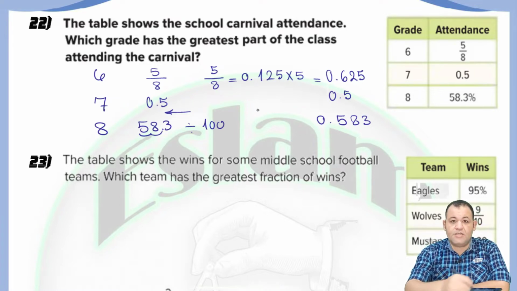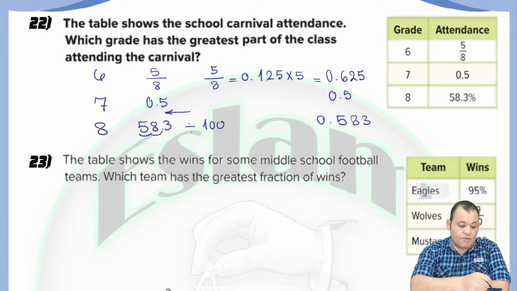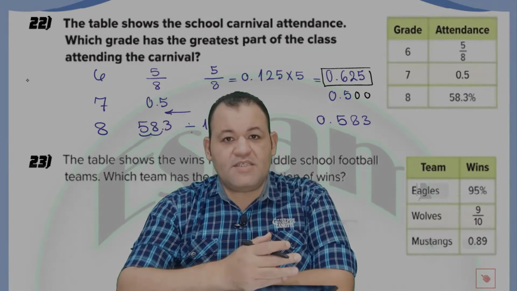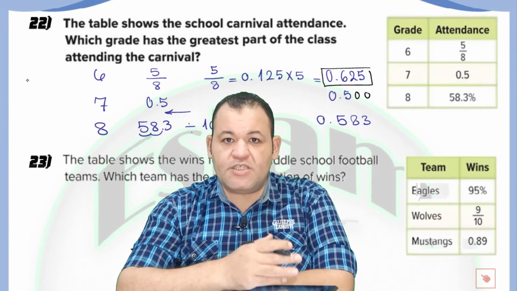Now you have 3 digits to the right of the decimal, and 1 digit and 3 digits. All of the whole numbers are 0, but the number of digits are different. So you need to add zeros to make the comparison between them. For the first one, 0.625, 0.500, 0.583. You will find that grade 6 has the greatest number of students. So we have here 5 over 8 is greater than 0.5, which is greater than 58.3%. And that's how we can compare and order fractions, decimals, and percents.